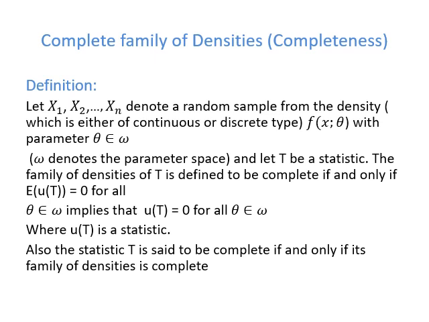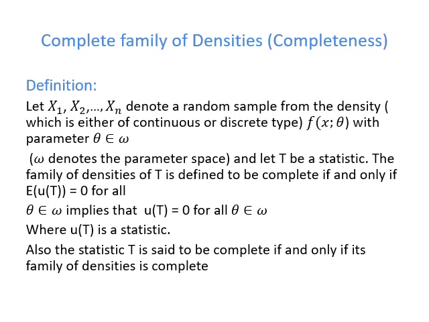It says that if I have a certain function in t, we are going to call it u of t, then if the expected value of u of t equals 0 implies that u of t itself has to be equal to 0 for all theta. In this case we say that t is a complete statistic. Or we can alternatively say that the family of densities of t is complete.